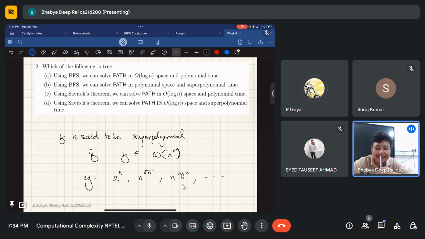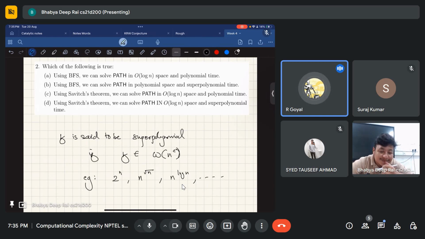Okay. And what about C and D? Yes. Regarding Savitch's theorem, we can solve path in logarithmic space and polynomial time. Again, this is true, but not according to Savitch's theorem as such, because there is no point of using a non-deterministic thing here. Since if we can solve path in logarithmic space, a non-deterministic machine definitely would be able to solve it in logarithmic space. So I think that all the options are correct in my view.